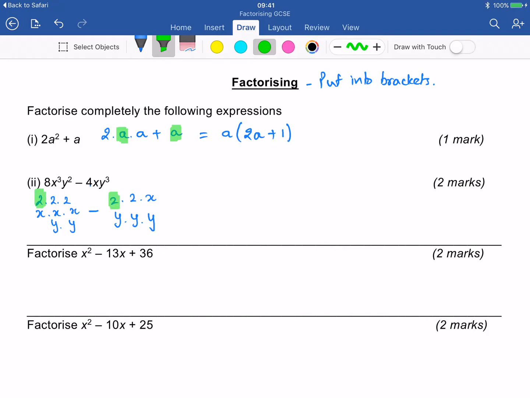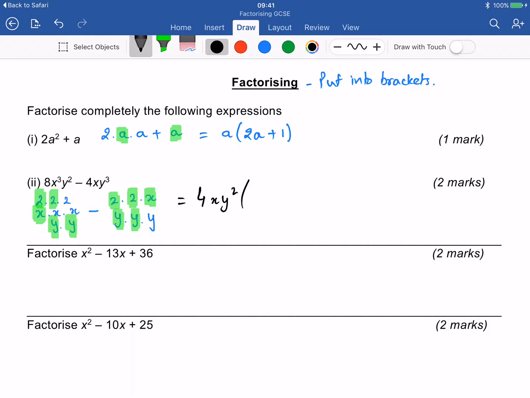2, another 2, x, y, another y. Anything common goes outside the bracket. I got 2 times 2, which is 4, just 1x. I got 2 y's, so it is y squared outside the bracket.